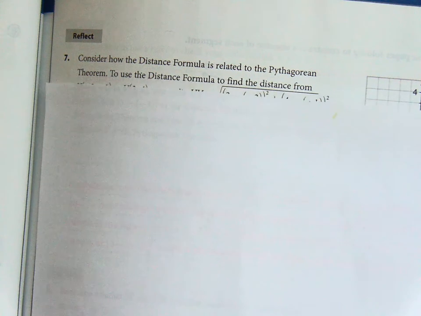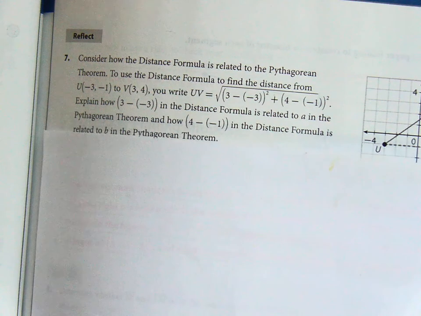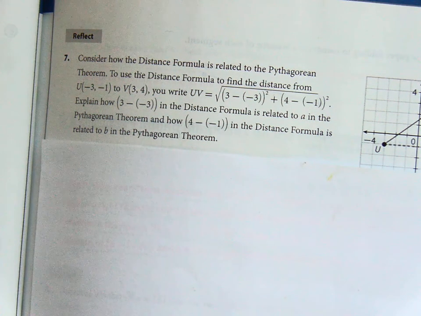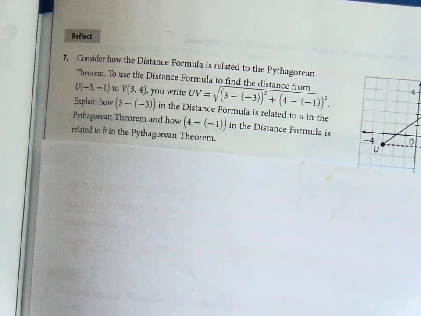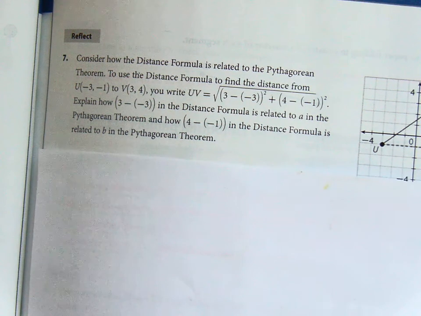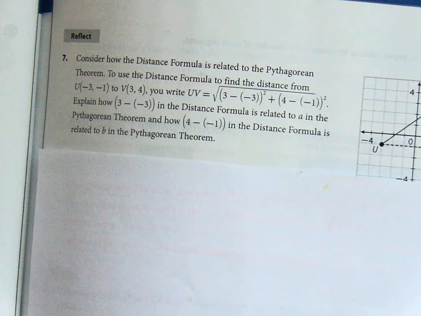All right, so reflect. Consider how the distance formula is related to the Pythagorean theorem. Use the distance formula to find the distance from U to V. You would write UV equals, and explain how 3 minus negative 3 in the distance formula is related to A in the Pythagorean theorem, and how 4 minus negative 1 in the distance formula is related to B in the Pythagorean theorem. So go ahead and think back to what we talked about, look at the pictures, think of Pythagorean theorem, and pause the video and write down your answers for that.